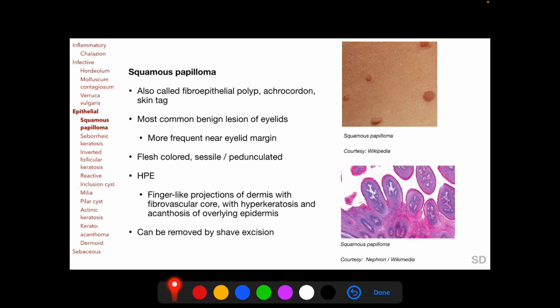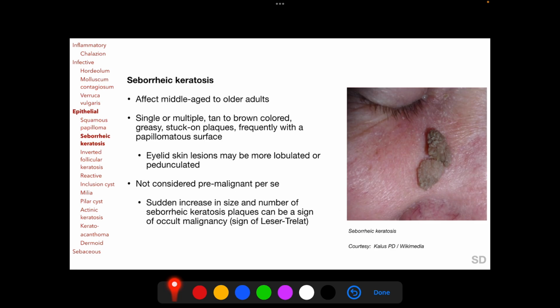Squamous papilloma can be removed by shave excision. Seborrheic keratosis, although called seborrheic, does not arise from the sebaceous glands but arises from the epidermis itself, and it tends to affect middle-aged to older adults. The lesions appear as single or multiple tan to brown colored greasy stuck-on plaques, frequently with a papillomatous surface. So typically they appear greasy and stuck to the skin. And seborrheic keratosis lesions in the eyelid may be more lobulated or pedunculated.